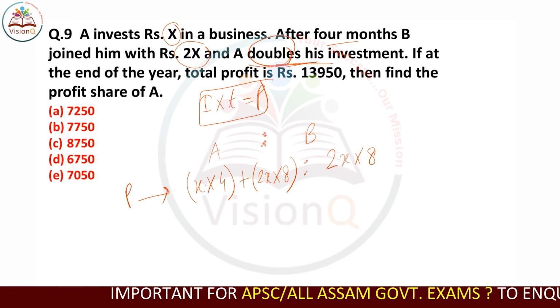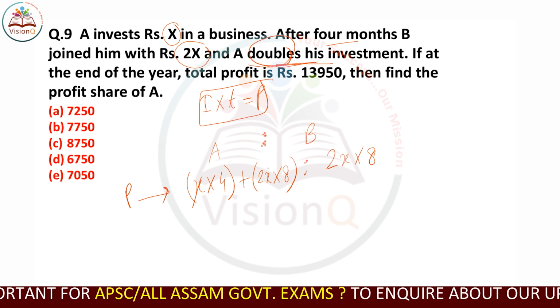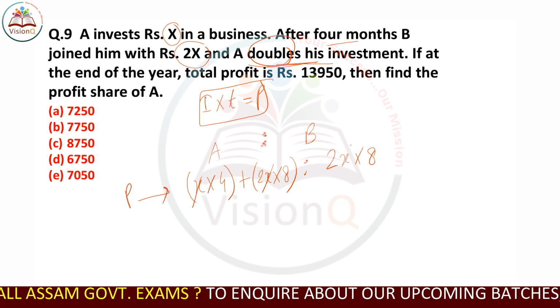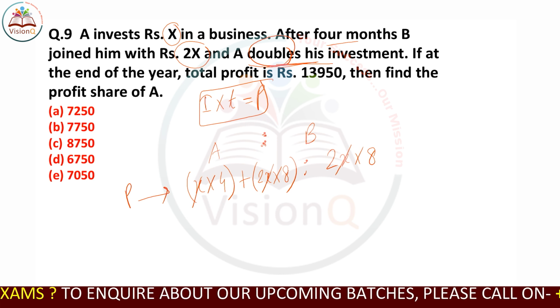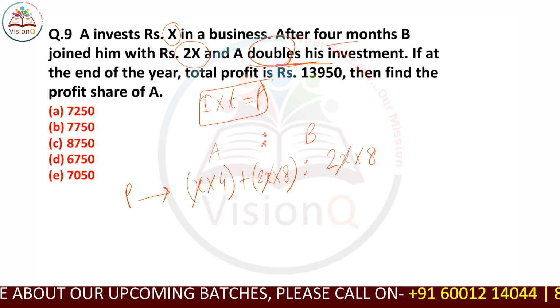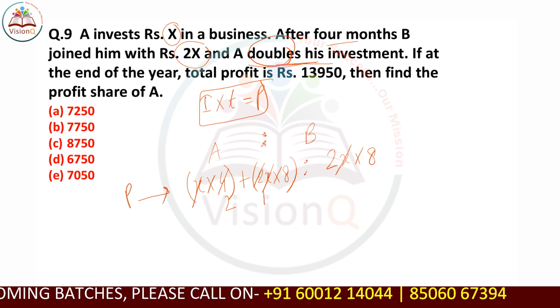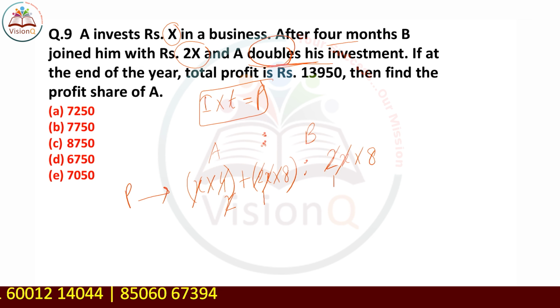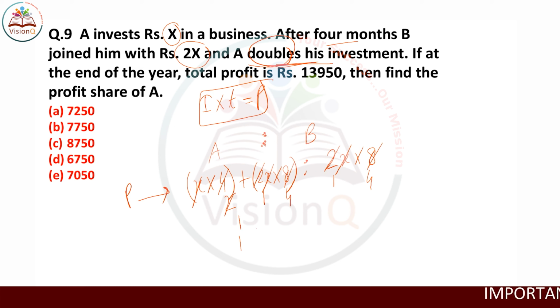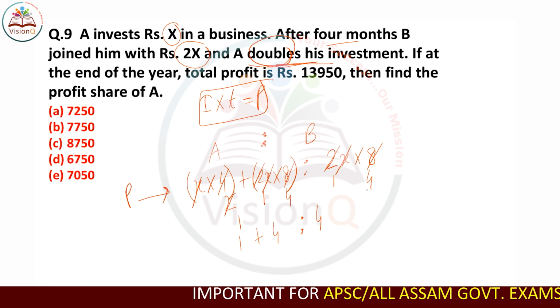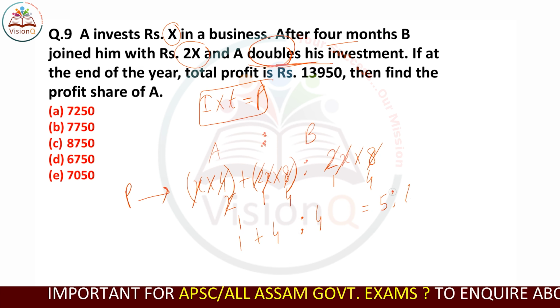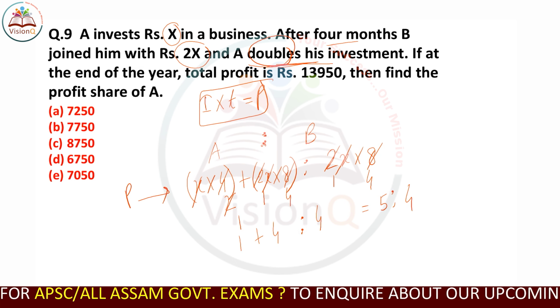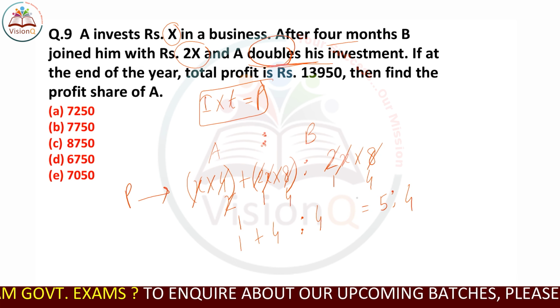Now, if I see here, X is common on both the sides. So, cancel by X. Again, 2 is common. 2 2s are 4, 2 1s are 2, 2 1s are 2. You can see that again 2 is common here. So, 2 1s are 2, 2 4s are 8 and 2 4s are 8. So, 1 plus 4 is to 4. So, the ratio of the profit becomes 5 is to 4. If A will get 5 rupees, B will get 4 rupees. The ratio is 5 is to 4.